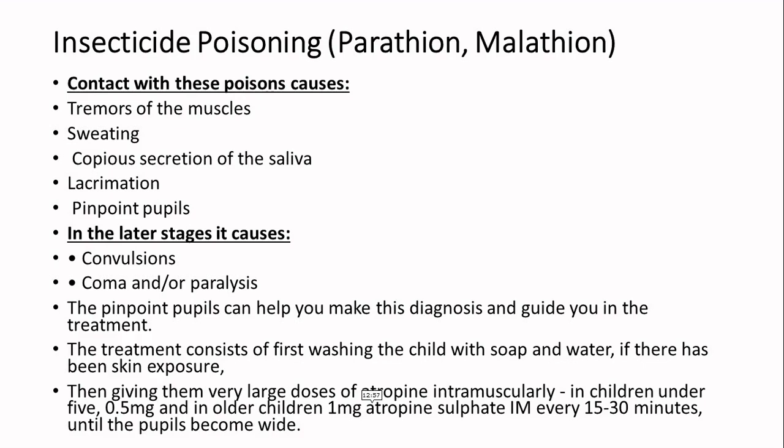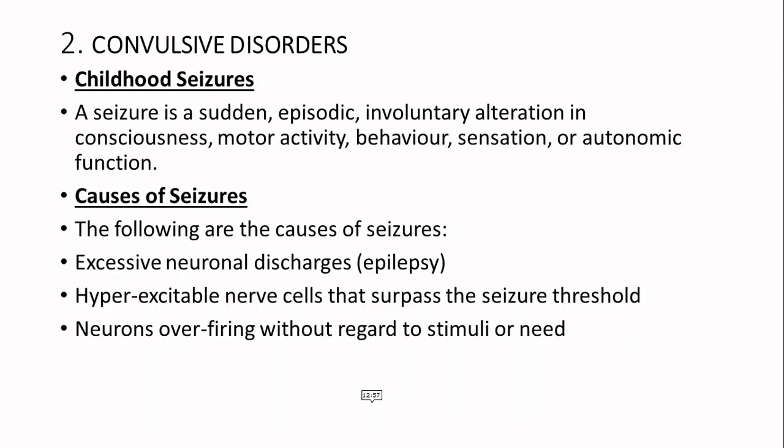Now on to disorders like childhood seizures. The causes of seizures have been identified as excessive neuronal discharges. You can have hyperexcitable nerve cells, neurons overfiring without regard to stimuli or need. Sometimes a child is born and they have seizures and there's nothing you can do about that. But we can diagnose seizures by use of an EEG. You know what that means in full?